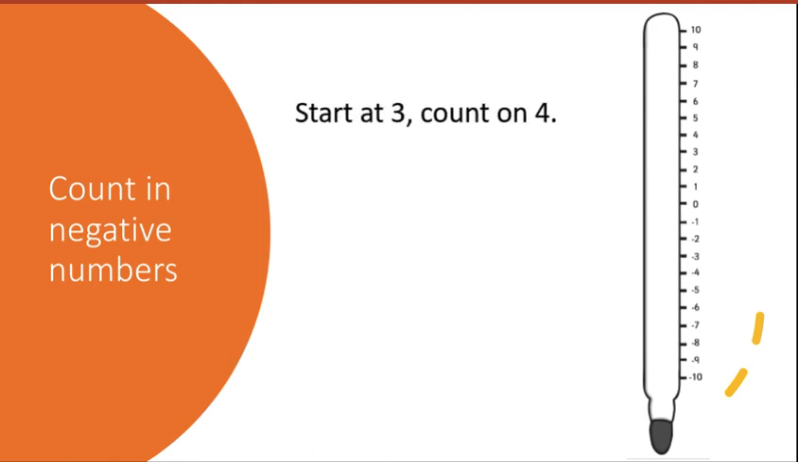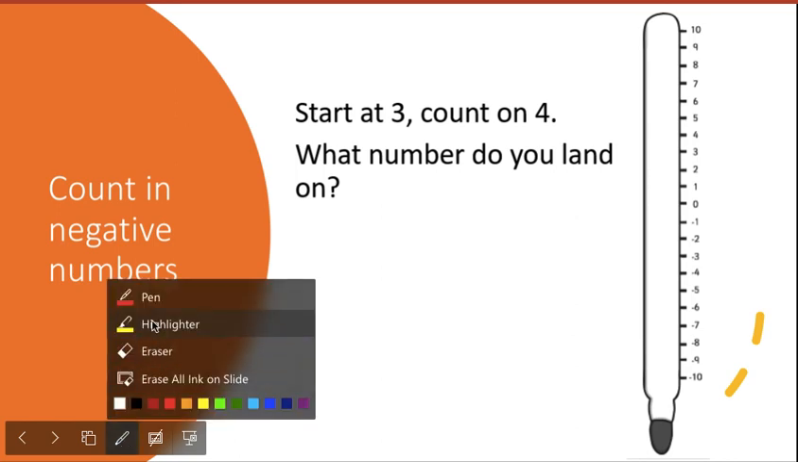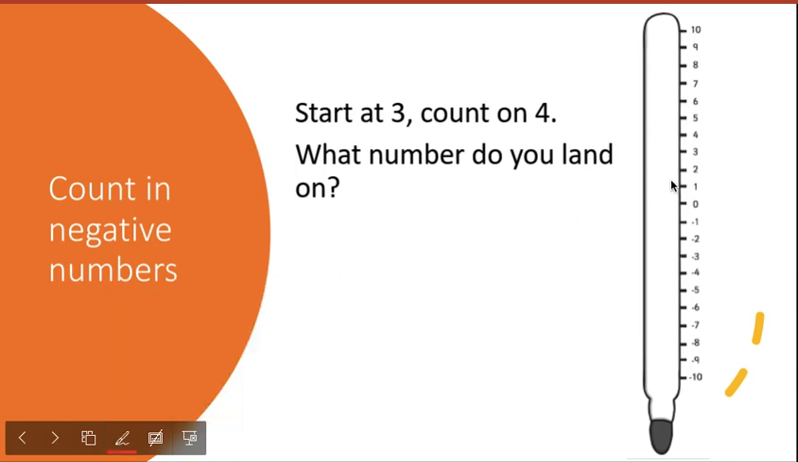So first of all, we're going to start at 3 and count on 4. We're going to find out what we get to. So let's start on 3. Here it is. We're going to count on 4. And if we're counting on 4, we're increasing by 4. Ready? 1, 2, 3, 4. And we land on the number 7. There we are, landing on the number 7.